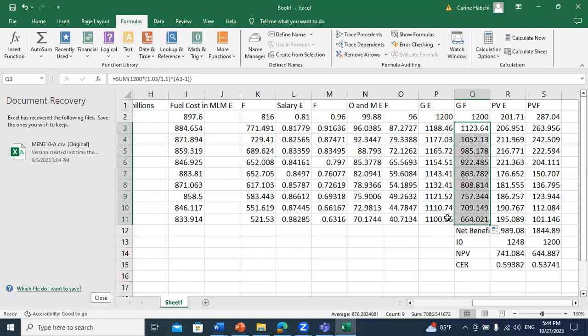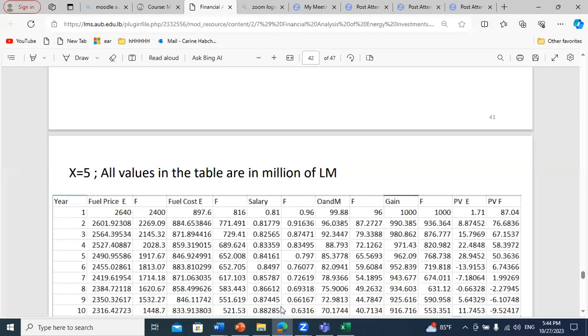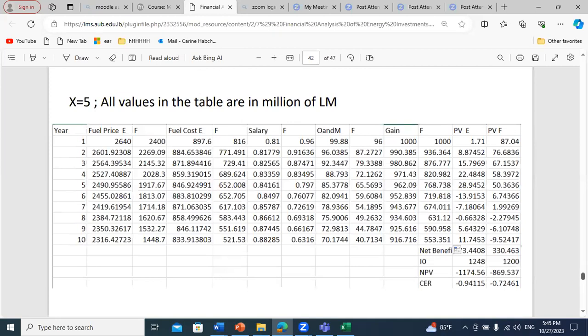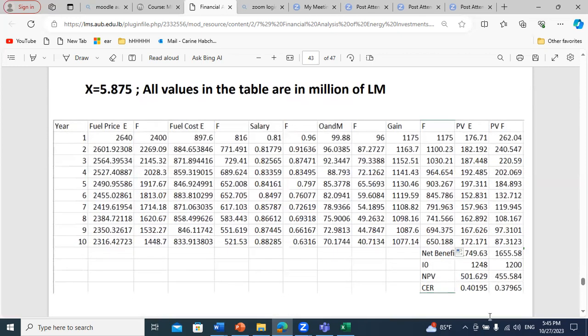So if I ask you, for example, what is the selling price for which the CER is 30%, you should try. Okay, so here in the example, I did for you several possibilities. Okay, so we can see first, we started by 5, we said it's very bad, so we get negative values for CER and NPV, not acceptable at all. Then we switched to 5.875. We got both CER larger than 0.3. So we can say that this is relatively acceptable.